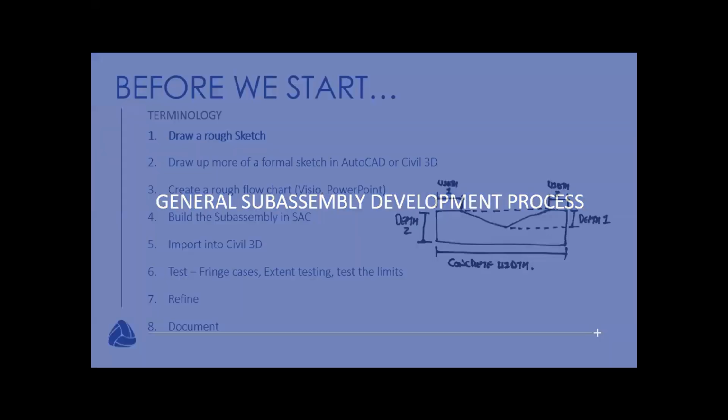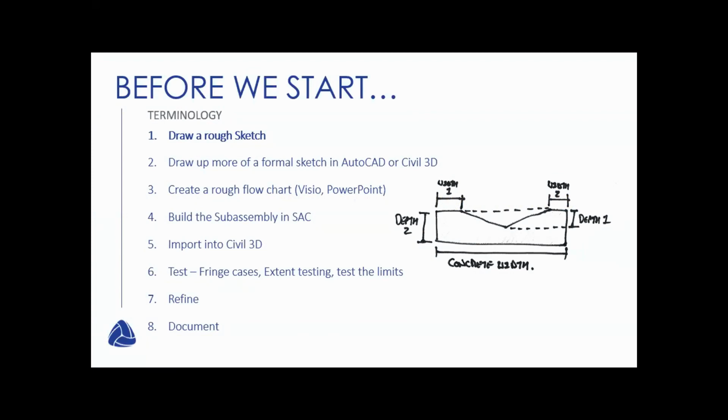Okay, so let's just go over the quick general subassembly development process before we actually dive into the software and go and do an exercise ourselves. So the first step that I usually follow is I just take a piece of paper and a pen or pencil, and I just roughly sketch out the cross section of the subassembly that we're going to be creating.